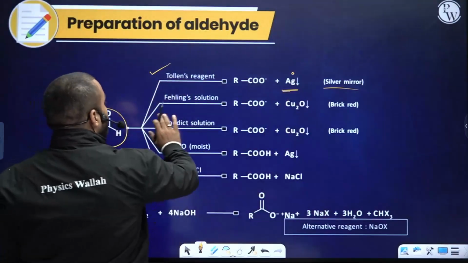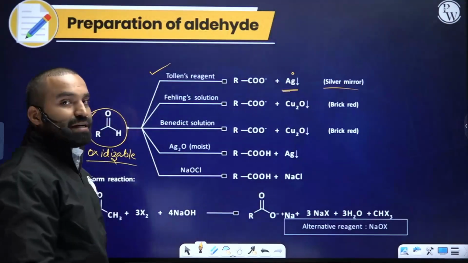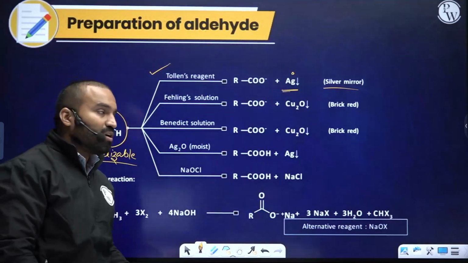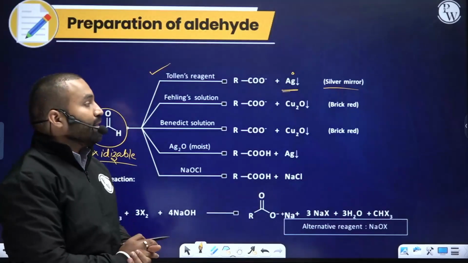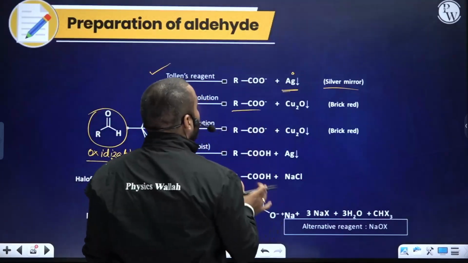You can also do the Fehling solution test, which has copper as one of the reagents and Rochelle salt, sodium potassium tartrate. Then the compound obtained again is an acid, or rather a salt of it.